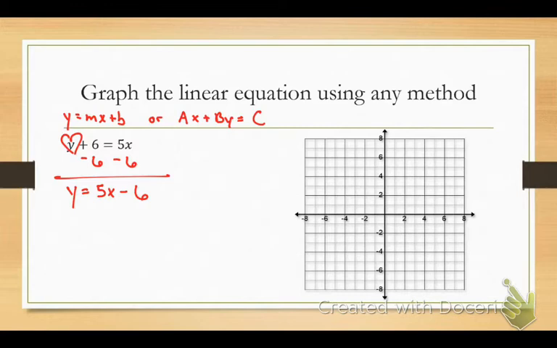So it's definitely easier on this one to get it in slope-intercept, not in standard form. Standard form was going to take way too much work. Slope-intercept was way easier. Where did your first point go? Negative 6. And where did you go from there? Up 5 over 1. Are you guys getting the hang of this?